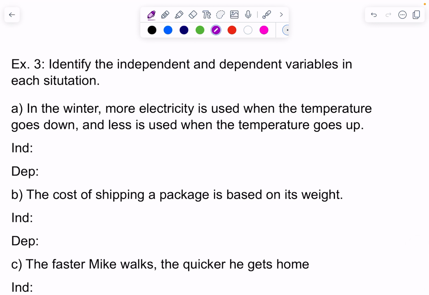Okay, let's identify the independent and dependent variables for each situation here. In winter, more electricity is used when the temperature goes down and less is used when the temperature goes up. So what's my independent variable here? If you said to yourself temperature, then you are absolutely correct. And what is the dependent? The amount of electricity used. Okay? Because the colder it is, the more you gotta use the heater. The colder it is, the more you have to use the AC. Okay?